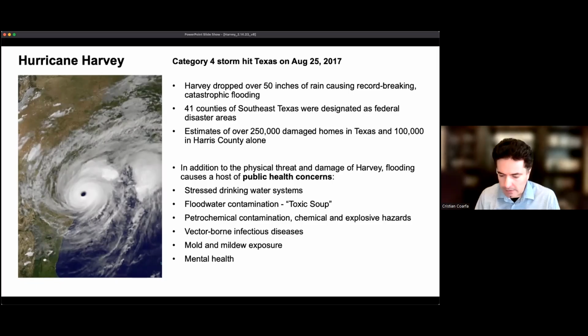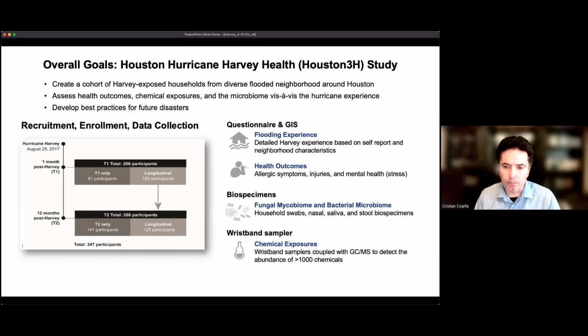And after this disaster, a group was put together, led by a number of people at Baylor, Dr. Walker, Dr. Bondy, Dr. Symanski, to try to learn from the outcomes and then learn from the environmental exposure of people who were affected. Such a study was set up called Houston Hurricane Harvey Health, or Houston 3H.